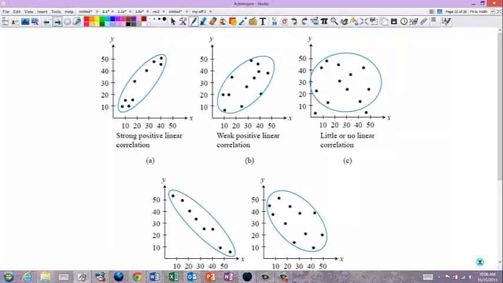Again, stuff we've done before. You should have done this in algebra 2. Strong positive means you can draw a line through it. Weak positive means it's rising, but you couldn't draw a line through that. You could, but it wouldn't be very accurate. No correlation, and then a strong negative and a weak negative.